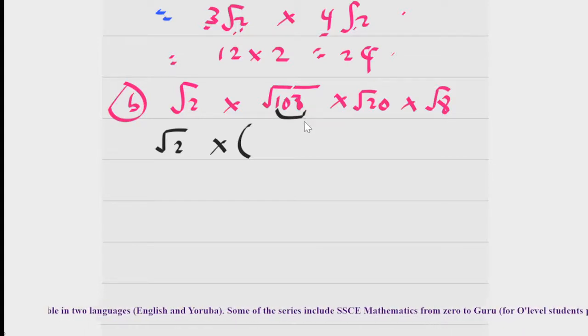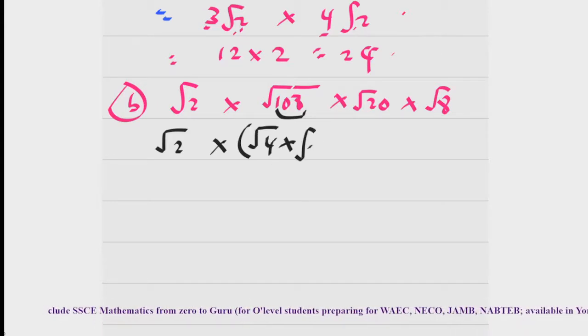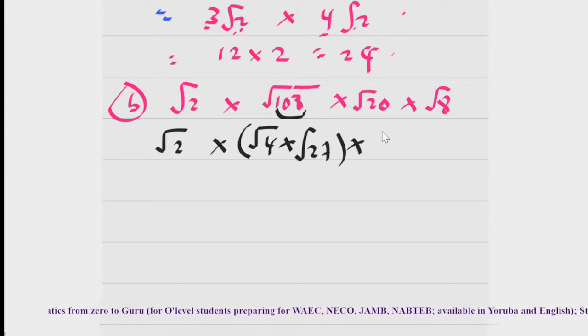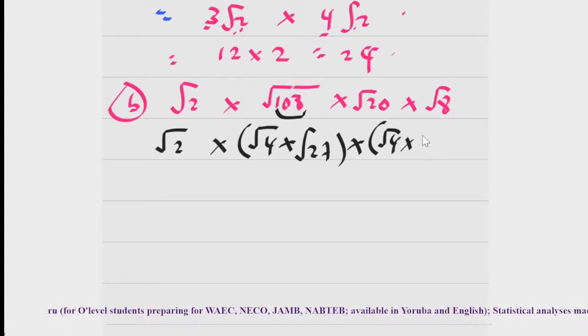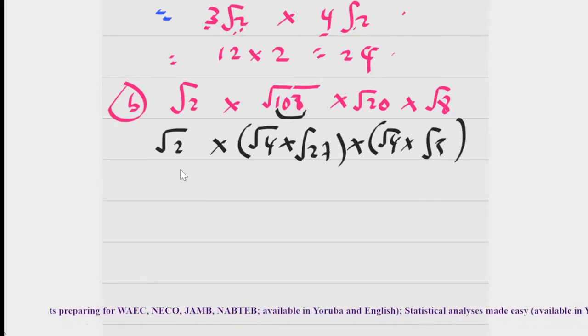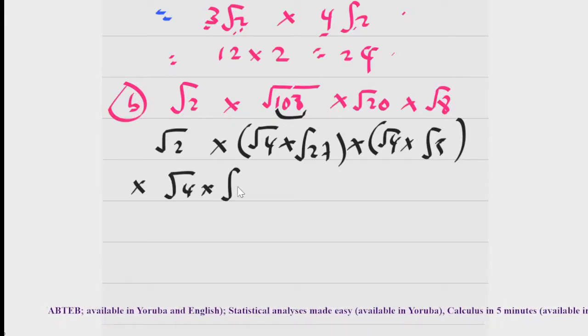I think 4 can go here. 4 in 108, I think it's 27. So then you have root 4 multiplied by root 27 multiplied by root 4 times root 5. I hope you understand how I have that. Then multiply by root 4 times root 2, because 4 times 2 is going to give me 8.